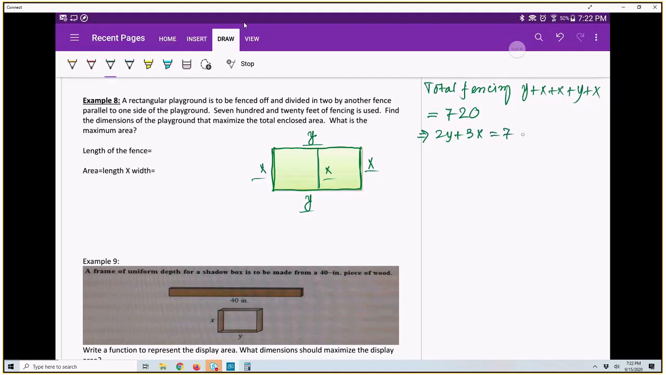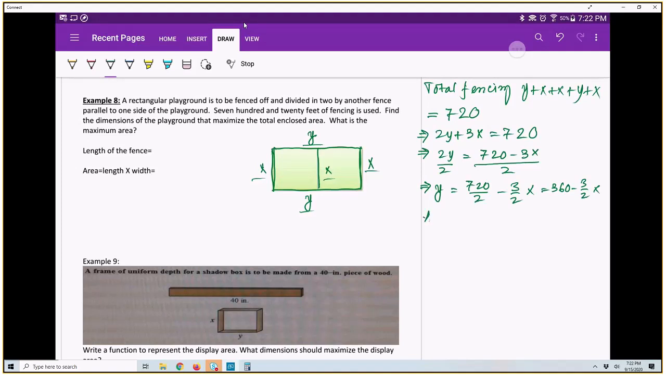Unlike the last problem where we had expressions for our length and width, I'm going to actually use this equation to find one of the expressions for length or width. And it doesn't matter which one you find. So let's solve this expression for y. As I said, it doesn't matter. So 2y should be 720 minus 3x. What I do, I now divide both sides by 2 because I'm solving for the length or y. So I get y equal to 720 over 2 minus 3 half x, which is 360 minus 3 over 2 x.